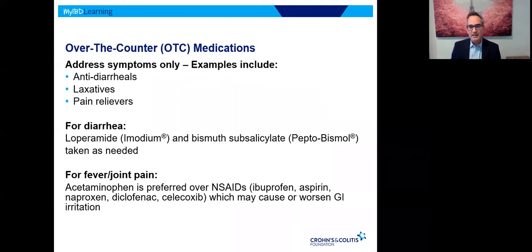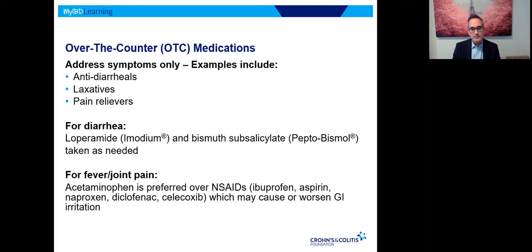So as far as over-the-counter medications, these medications treat symptoms. They include antidiarrheals, laxatives, and pain relievers. So over-the-counter medications are often helpful to patients with inflammatory bowel disease as symptoms arise. And the choice of the agent is individualized to the symptom that predominates in each patient. So for diarrhea, for example, we might use loperamide or Imodium and bismuth or Pepto-Bismol as needed. For fever or joint pain, we might consider acetaminophen over a medication like ibuprofen, aspirin, naproxen, which can cause flares of disease.